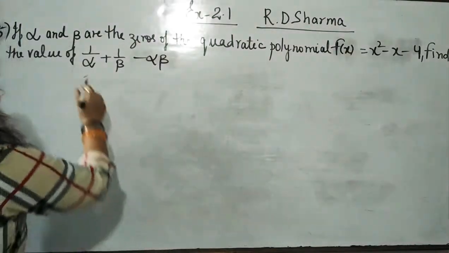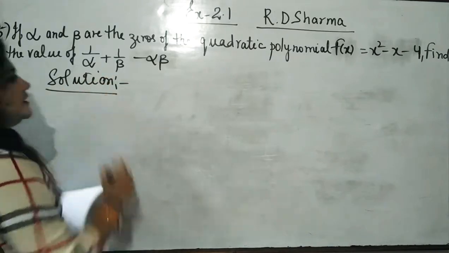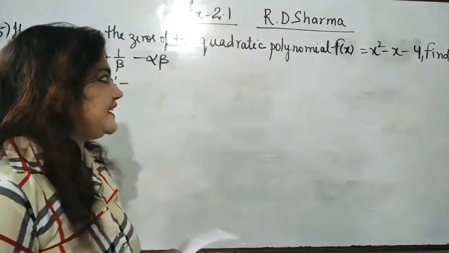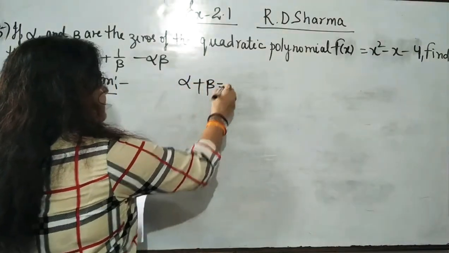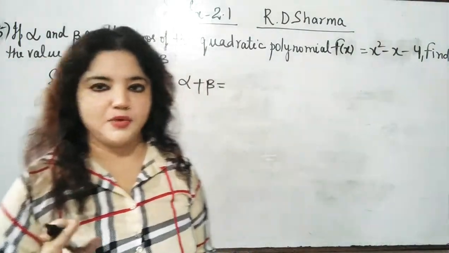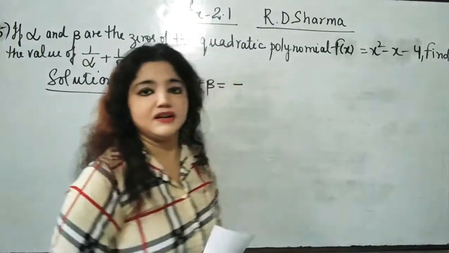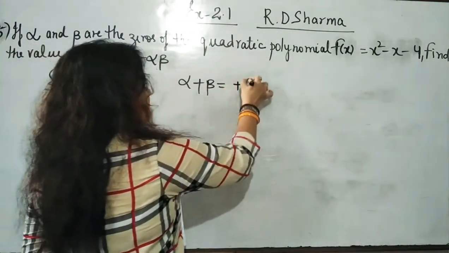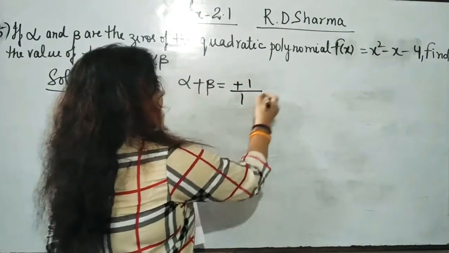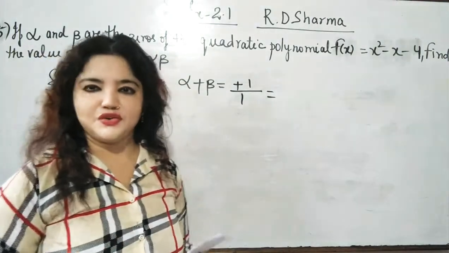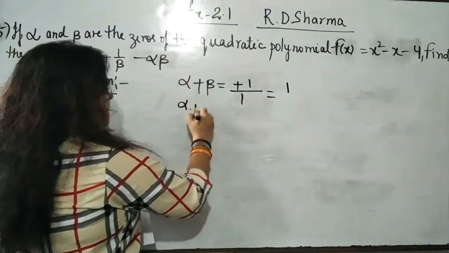Okay, so let's start solving. Solution. First of all, we are going to calculate alpha plus beta and alpha into beta. For alpha plus beta, the formula is minus coefficient of x upon coefficient of x square. The coefficient of x is minus 1, but minus we already have, so minus minus will become plus, plus 1 upon the coefficient of x square, that is 1. So 1 upon 1 will be equal to 1. This is the value of alpha plus beta. And now alpha into beta.